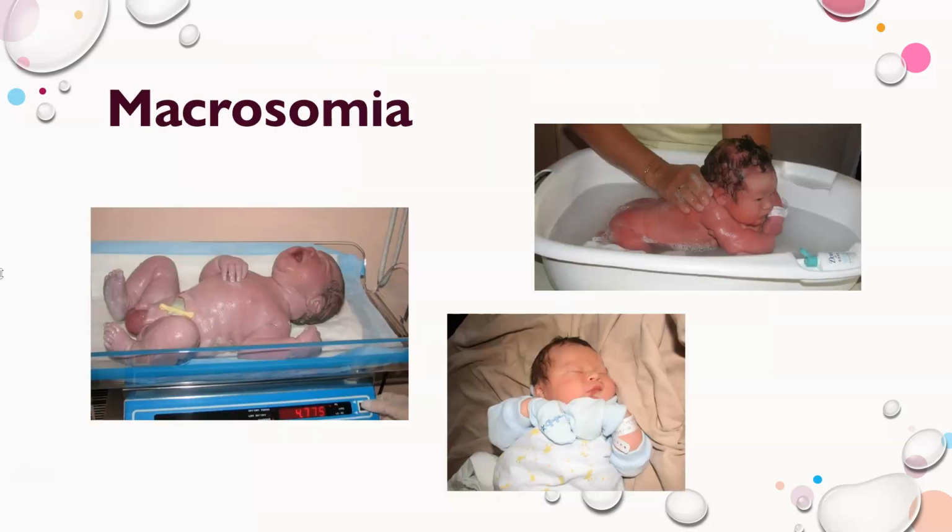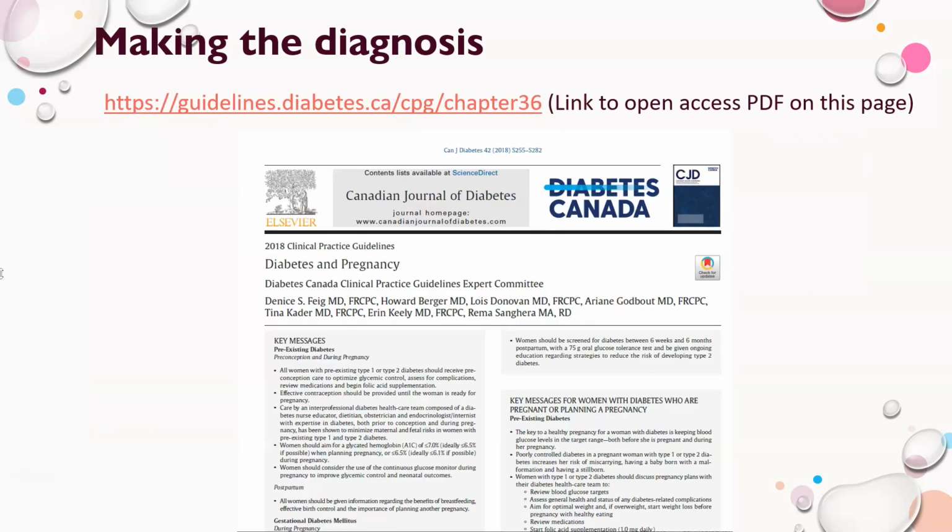So there is my giant baby Sam, macrosomic baby, and I was glucose intolerant for sure. I probably would have had gestational diabetes based on the current guidelines now. So he was 10 pounds and 9 ounces. So big, big baby. Making the diagnosis is really important.